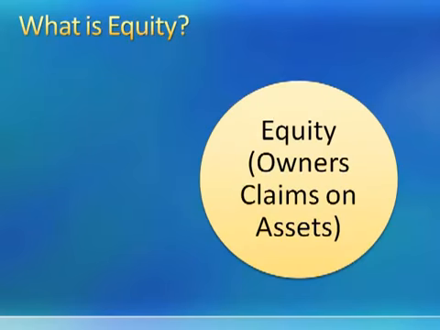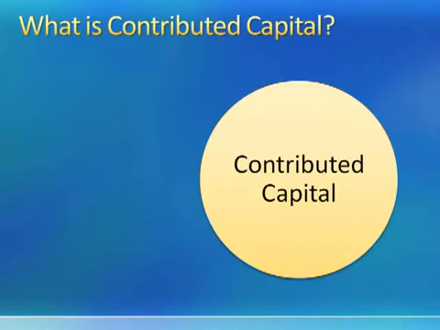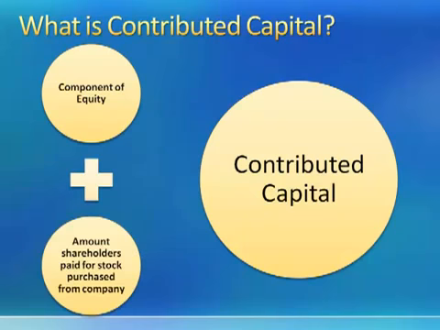Next, we want to take a closer look at equity. Equity represents the owner's claims on the assets. Equity consists of two parts: contributed capital and retained earnings. Contributed capital plus retained earnings equals owner's equity. Contributed capital is a component of equity, and it is the amount that shareholders paid for stock purchased from the company. So the contributed capital is a piece of owner's equity, and the total is the amount that shareholders paid for stock purchased from a company.